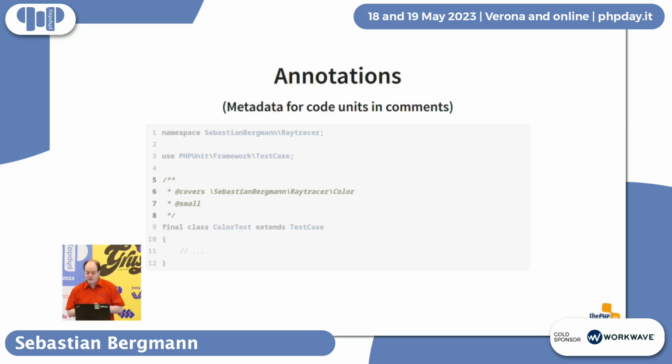So the old-fashioned way looked like this. You had, for instance, a test class named ColorTest that extends PHPUnit's TestCase, and you wanted to put additional information on that test case class that PHPUnit hopefully does something useful with. So in the past, you only had the option of using a doc comment, which is a special type of comment right in front of the code unit that starts with /**.